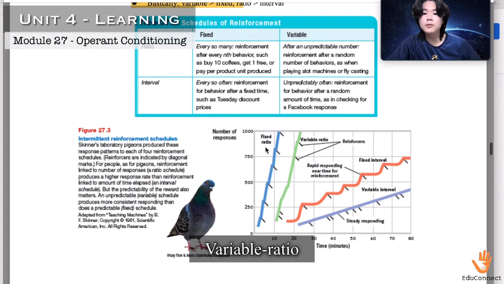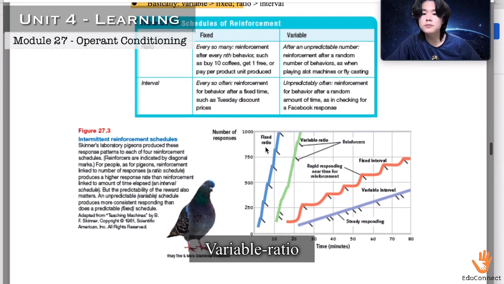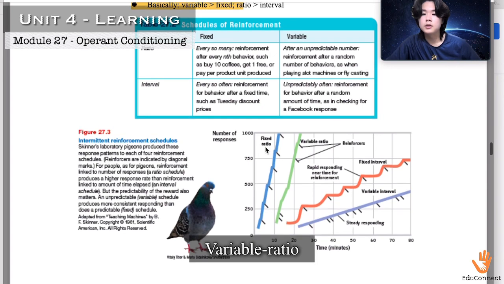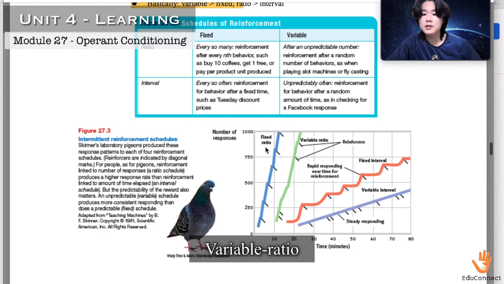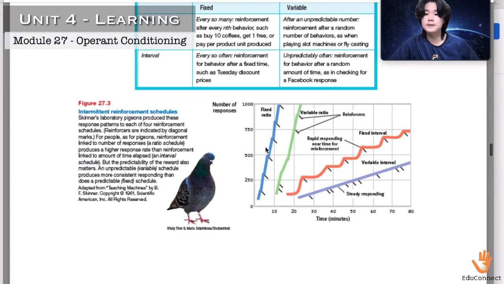A variable interval occurs unpredictably. Reinforcement for behavior in this case is given after a random amount of time, as in checking for a Facebook response.